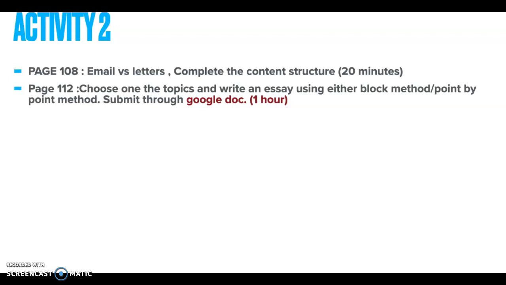Because this is writing an essay, I would advise you to work in pair, which means that let's say you are comfortable working with any of your friends in your group, you can just submit one essay, written by both of you. So let's say one person has the structure and another person, you guys can contribute the essay, and then you submit your essay through Google Doc with both of your names and matric number included.